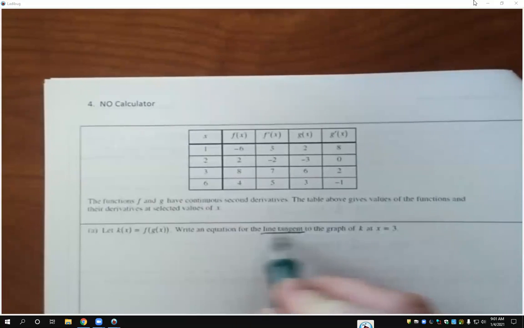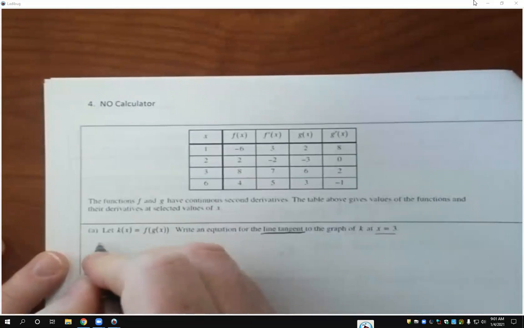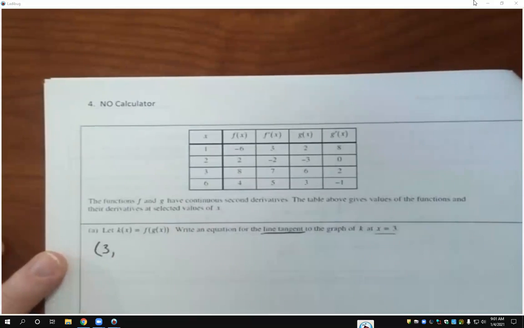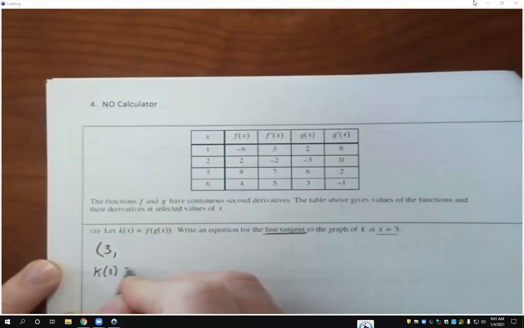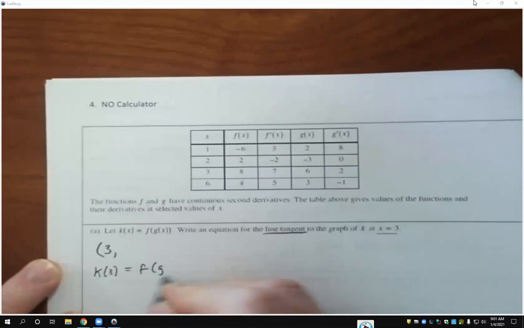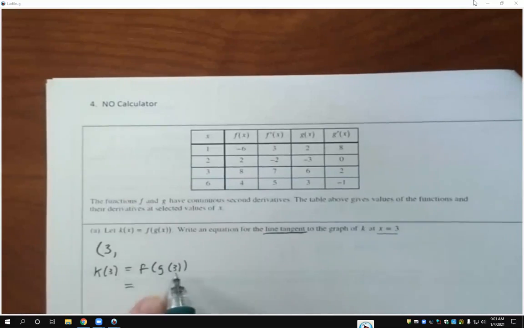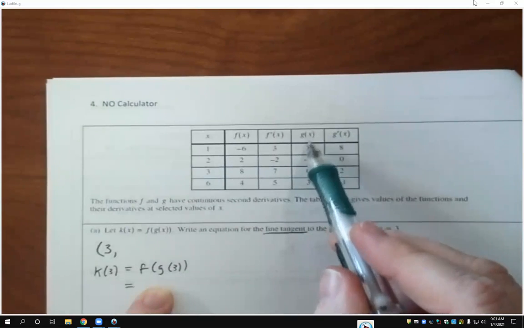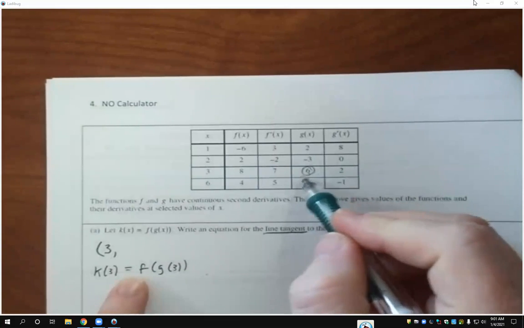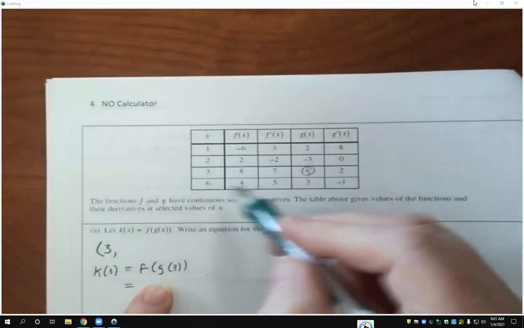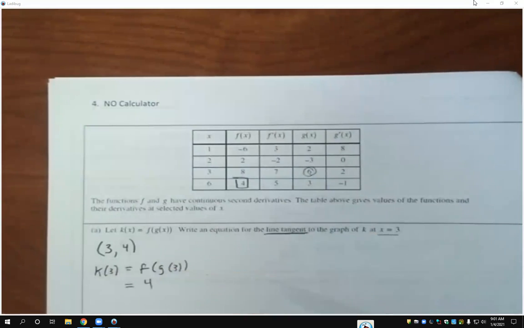Okay, so we need a tangent line, which means we need a point and a slope at x equals 3. So we have the x value, which is 3. We need the y value. So we have to find k of 3, which is equal to f of g of 3. Okay, so we find g of 3 first. So we go to g of 3 and we get 6. Now we want to find f of 6. So I go to f of 6 and I get 4. So this whole thing is equal to 4, and there's our point 3, 4.